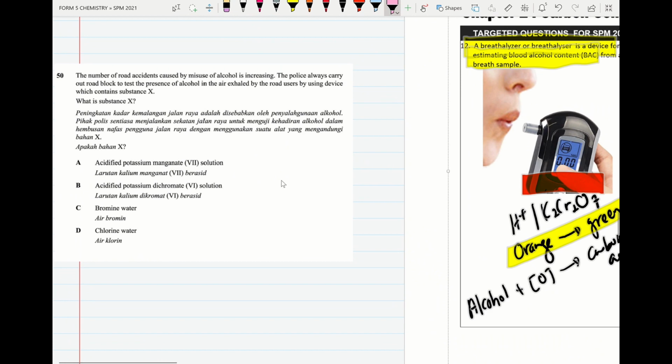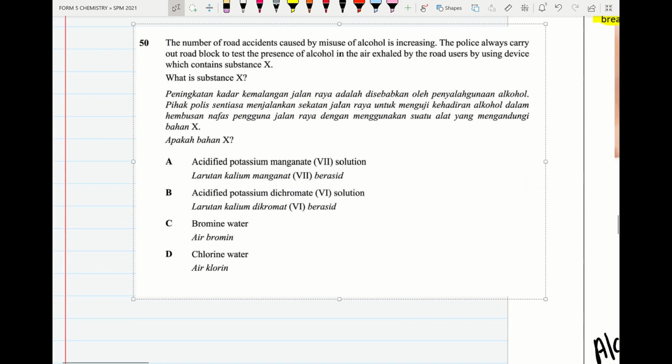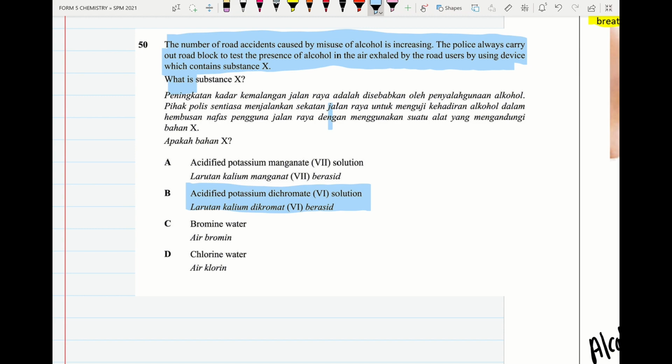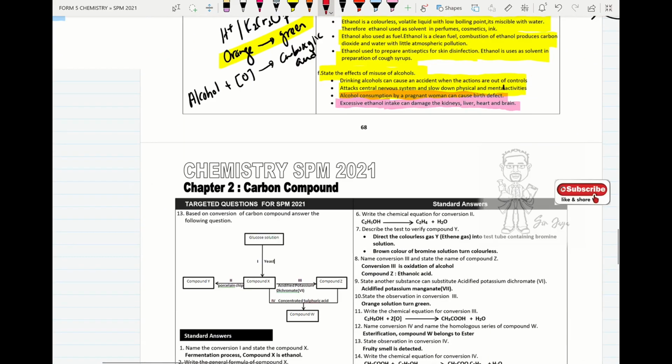We try to answer this objective question. A number of road accidents caused by misuse of alcohol is increasing. The police always carry out roadblocks to test the presence of alcohol in the air exhaled by the road user by using a device which contains substance X. What is the name of substance X? That will be acidified potassium dichromate(VI) solution. So the answer will be P. All right, we move on to the next question.